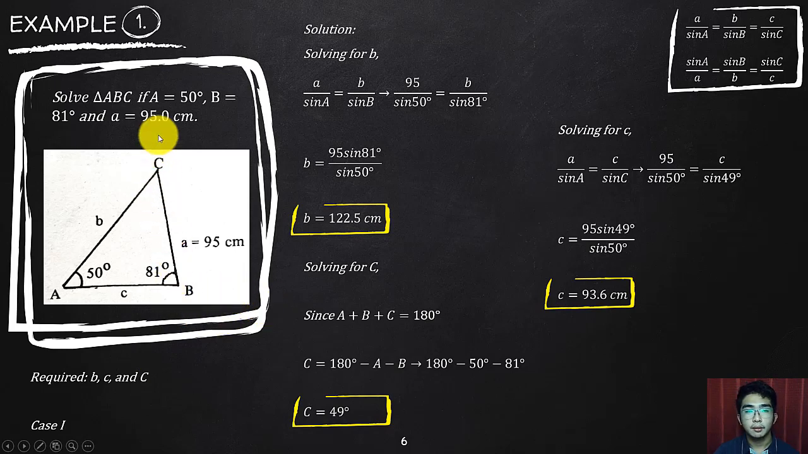Okay, so we're given angle A, angle B, and side A. If we relate these first two together, meaning a over sine A equal to b over sine B, what is the only unknown there? That is only side B, correct? Because we have side A, we have angle A, and we have angle B. So filling in the values, the only unknown is B. Cross multiplying, we get B equal to 95 sine 81 degrees over sine 50 degrees, which is 122.5 centimeters.